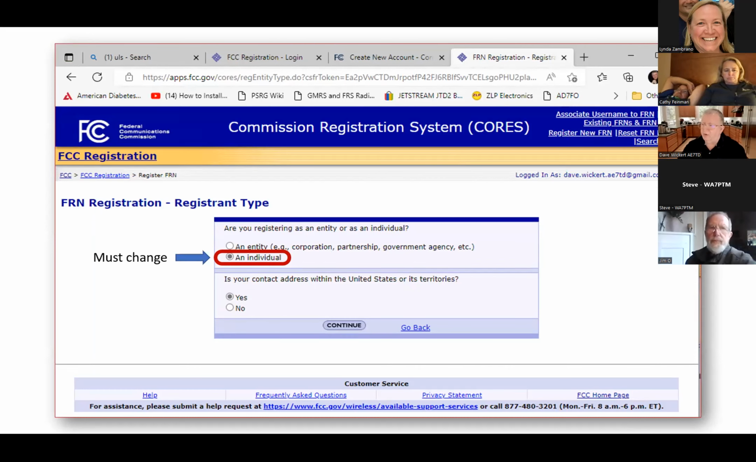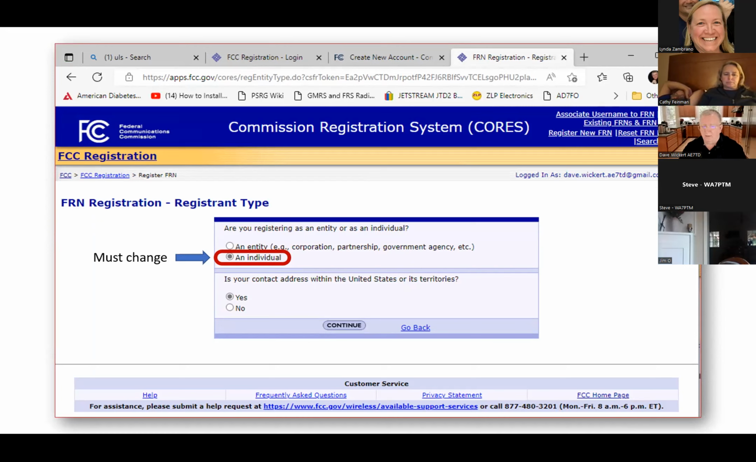The wizard then walks through a couple of simple questions. The first question is, are you registering as a business entity or as an individual? You want to click on individual. That's not the default. The default is a business entity, so you're going to want to change that to be an individual. And then the second question is actually a trick question.